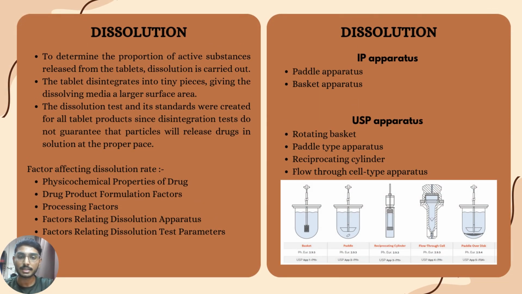So the next is the dissolution test, which is used to determine the proportion of active substances released from the tablets. The tablet disintegrates into tiny pieces, giving the dissolving media a larger surface area. The factors affecting the dissolution rate are physicochemical properties of the drug, drug product formulation factors, processing factors, factors relating to the dissolution apparatus, and factors relating to dissolution test parameters.